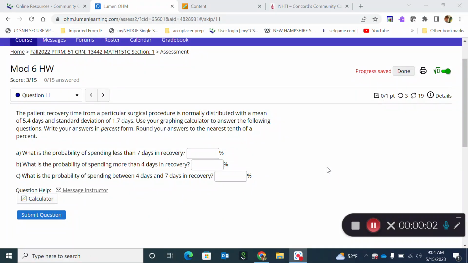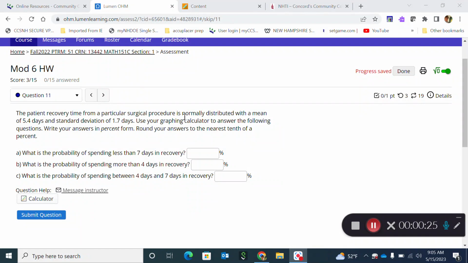In this video, we're going to talk about how to use your Desmos calculator that's built into your Lumen assignments. In this particular section, I'm focusing on the normal distribution and the various types of problems you need to use the calculator to solve.